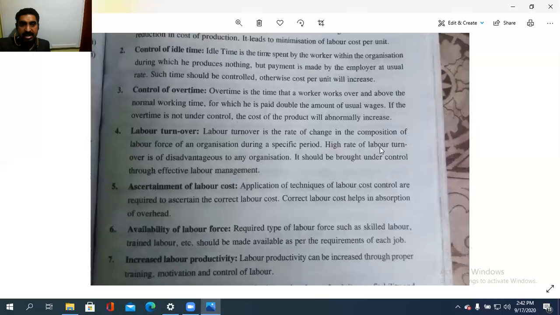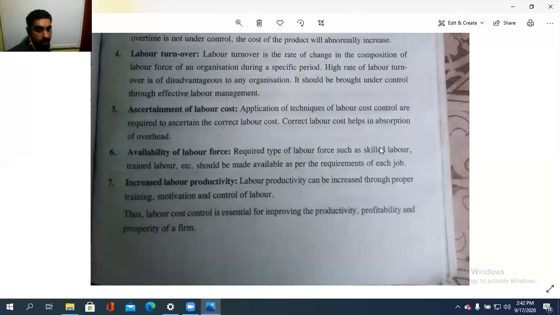Then ascertainment of labor cost. Application of the techniques of labor cost control is required to ascertain the correct labor cost. Correct labor cost helps in absorption of overhead. Overhead can be absorbed also. So that is labor cost calculation. Labor cost is to be calculated in the correct way every time, then not a problem at all. The techniques, what they are, we will study later. So application of the techniques of labor cost control are required to ascertain the correct labor cost. Correct labor cost helps in absorption of overhead.